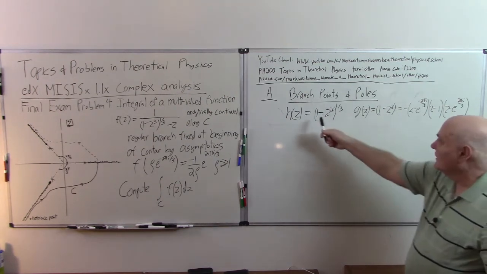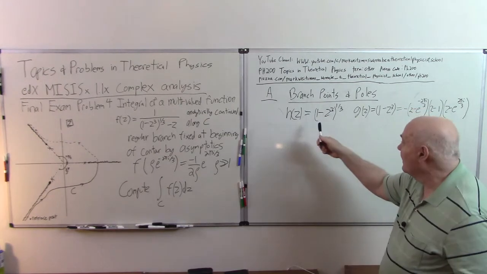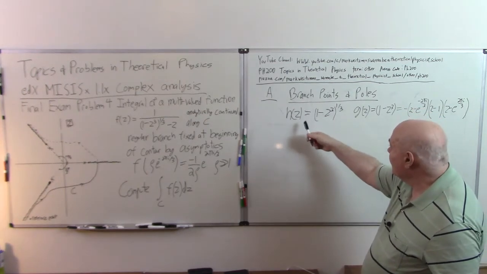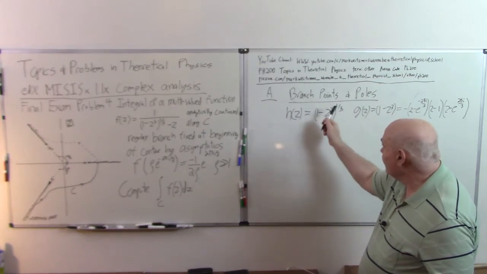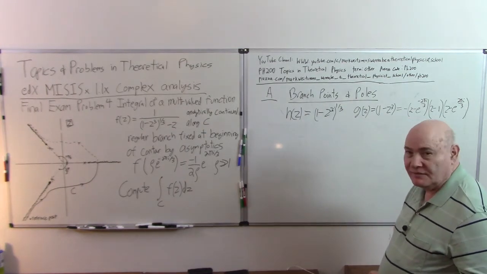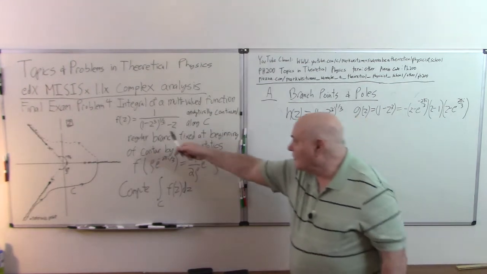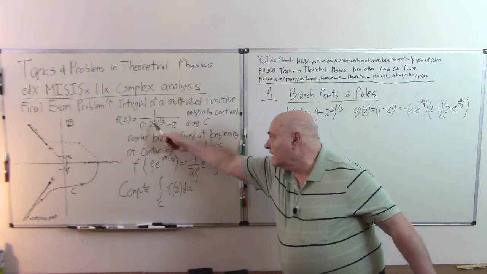So this is the focus of most of the first couple of videos. I want to find out where the branch points and the poles at the branch points are on this function, because this is the multi-valued part. We'll figure out the poles of f of z later, but first let's get a handle on this part.